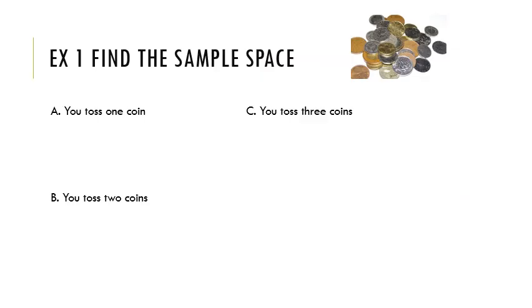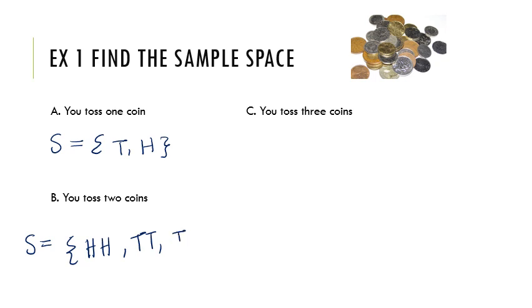All right, example number 1 is find the sample space. Remember, the sample space is all the outcomes. So for the first one, you toss one coin, and we have two different outcomes. It could be either tails or heads. For the second one, you toss two coins. So you could have either both heads, both tails, tails first, then heads, or the other way around. So we have 4 outcomes there.